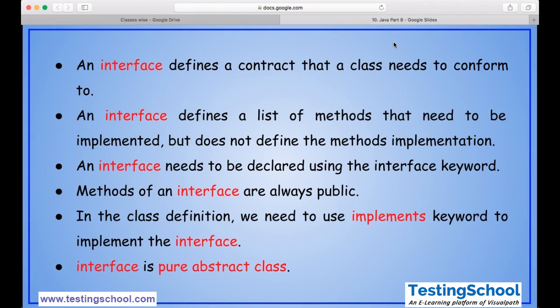Interface is a pure abstract class. Okay, interface is also a kind of contract. You need to follow the same thing. To get that, we need to use the implements keyword. So interface is a pure abstract class. Okay, all the methods inside the interface are public. So now we'll see by taking one example, the same example. We'll take the same example and again we'll see.